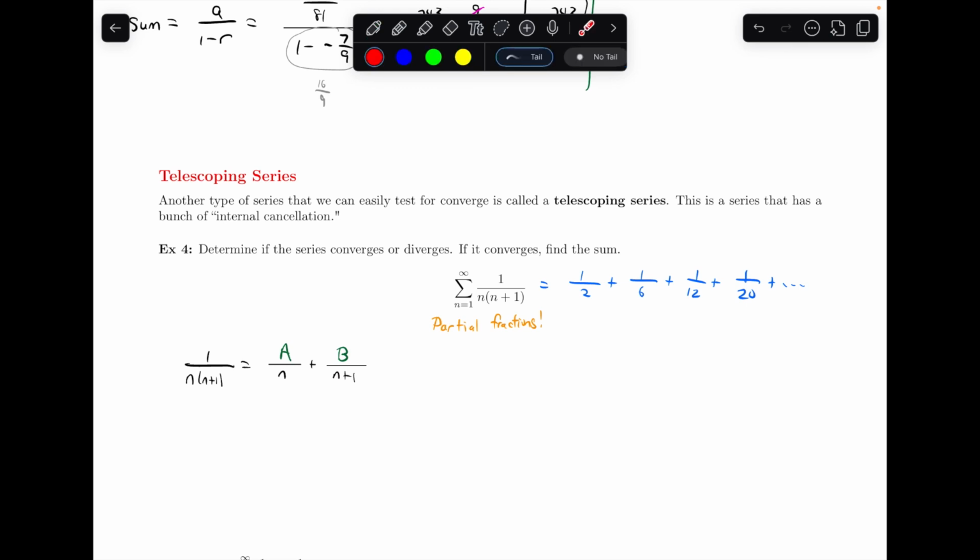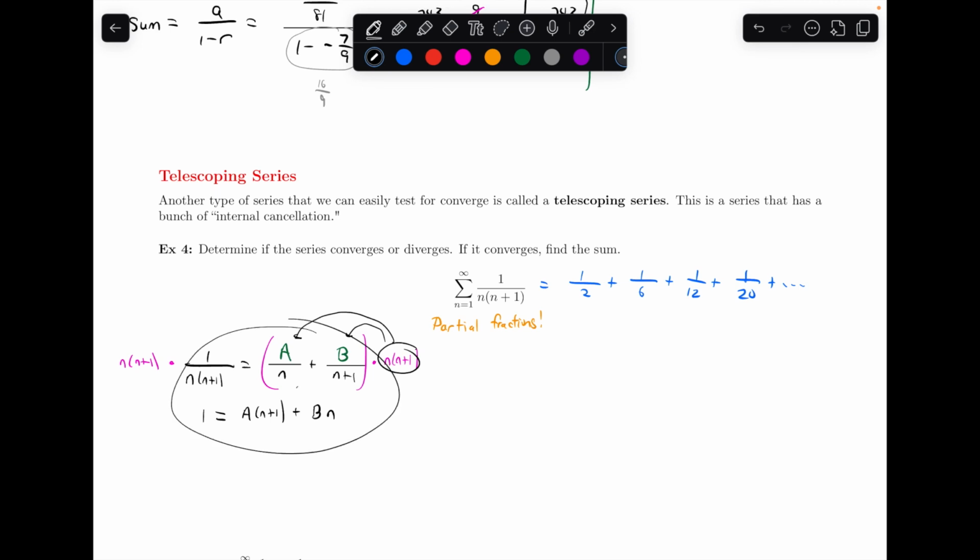I have to figure out what a and b are. There are a couple of ways to do this, but the way I like doing it is to first clear all the denominators. I can do that by multiplying both sides by all the factors, n times n plus 1. On the left-hand side, I'll be left with 1. On the right side, I distribute to each of these, which leaves me with a times n plus 1, plus b times n. The key thing is that this needs to be true no matter what value of n I pick.